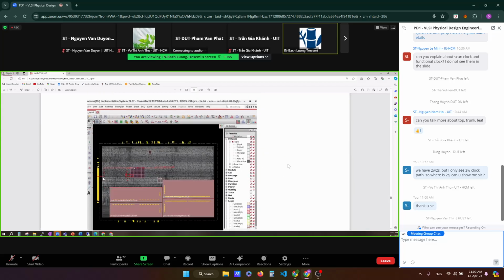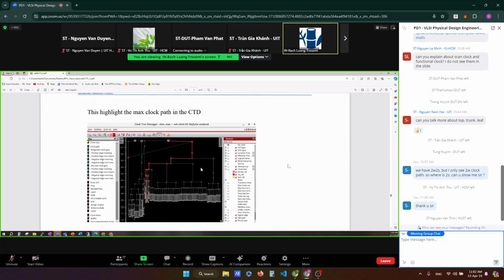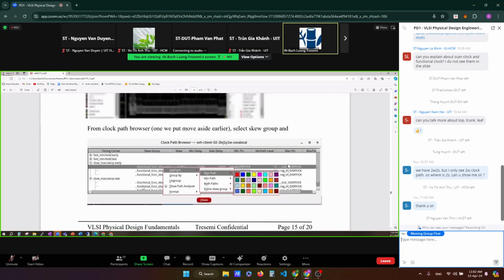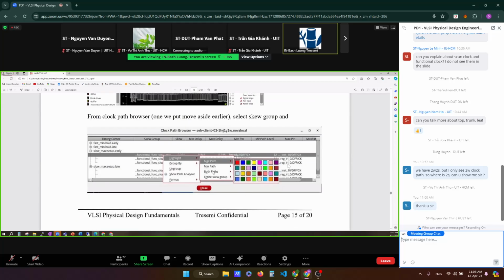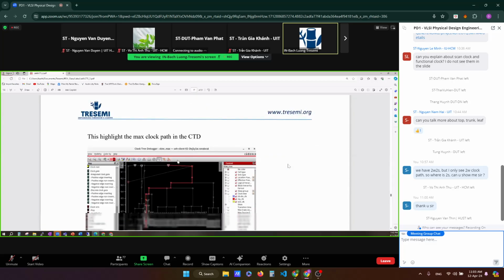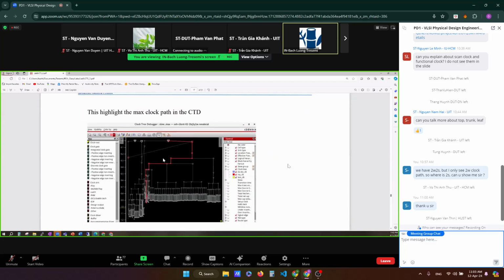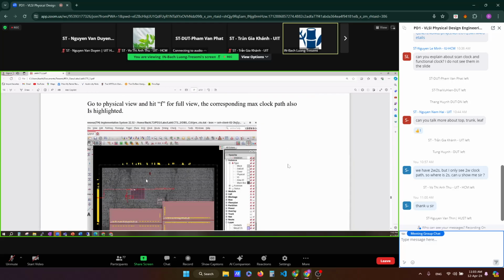So here's the clock source. This is your clock path. You see what's happening here. You can play with the various things available, different paths here. So you can highlight different colors. You can see the min path, max path, or both paths, or the entire SKU group. You can click on it and play around. You can see it in the clock tree browser, and also in the physical view.